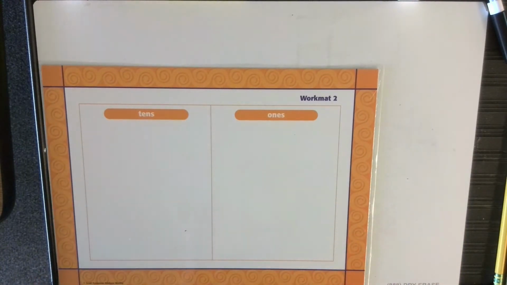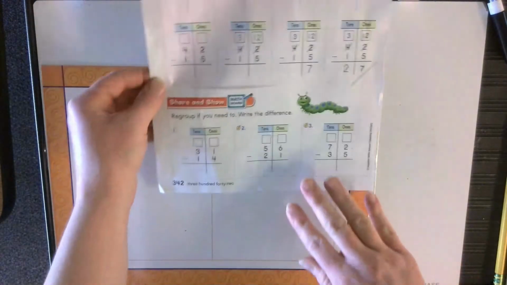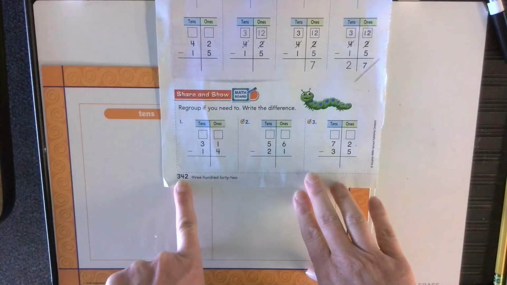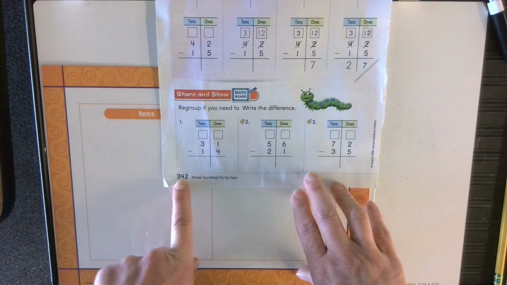Today we're going to be doing Math Journal, page 37. So go ahead and get your Math Journal out and have it open to 37. And we're going to be using this page, page 342, to do some cutting and pasting in our Math Journal.